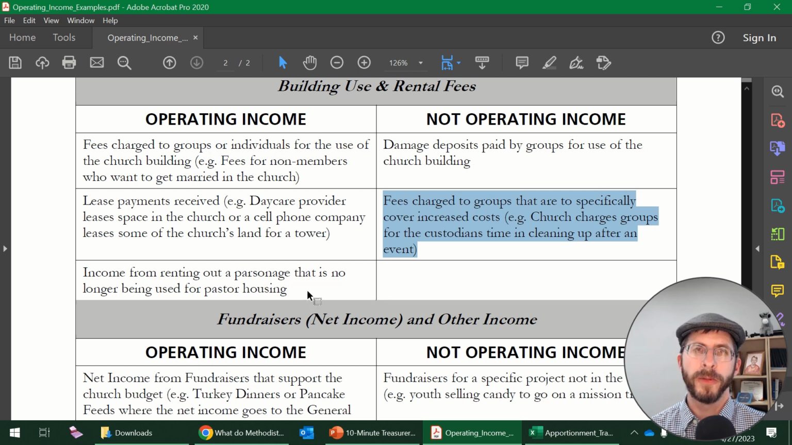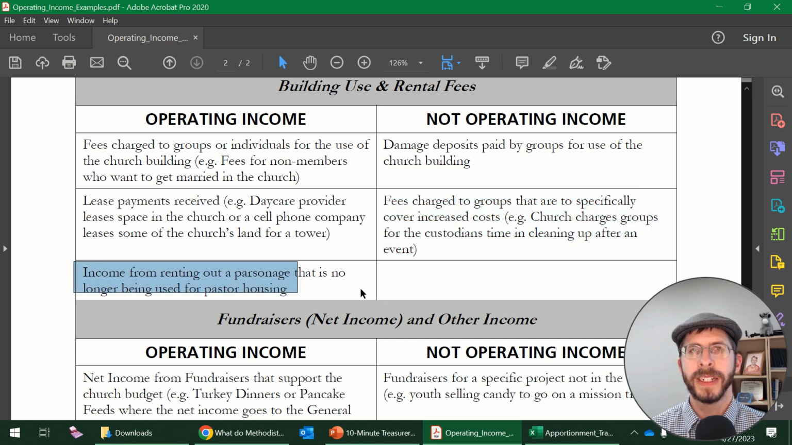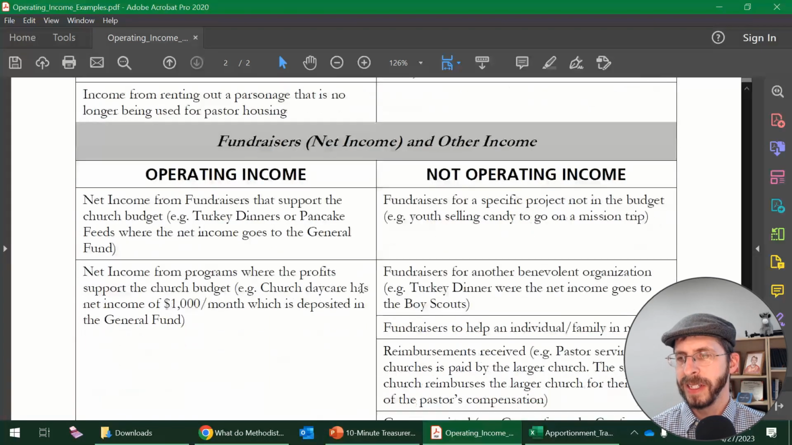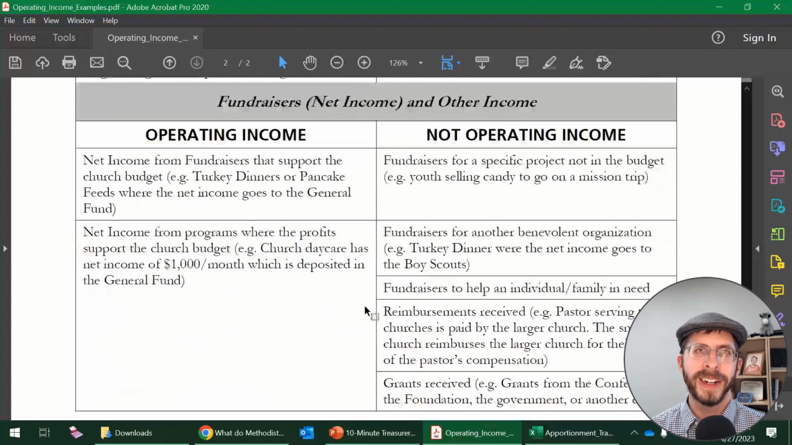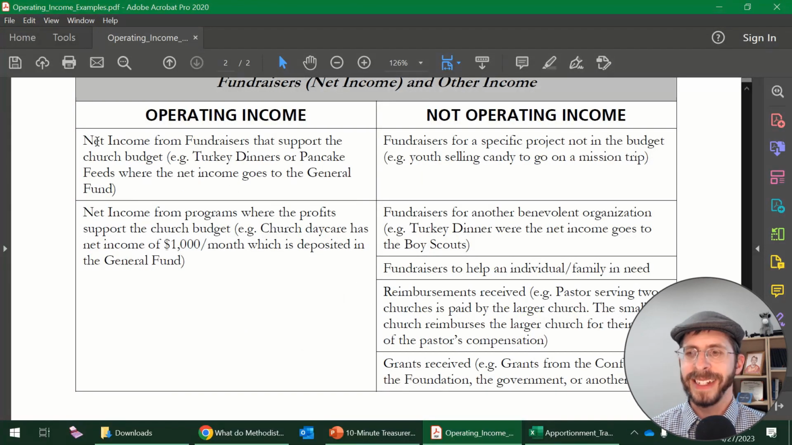Another thing too is if you're renting out your parsonage, if you're using that money just to help care for the parsonage, maybe it is to build up an emergency fund in case you need big work on the parsonage, don't include it. But if it's a moneymaker, go ahead and include the net amount.